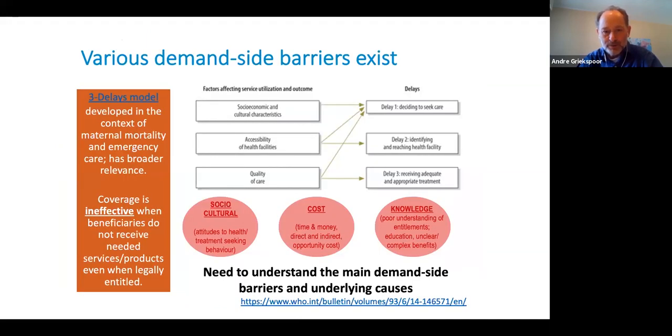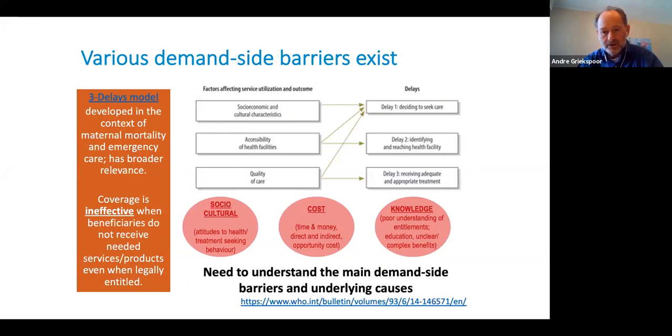So again, I will not go into the details of this slide. It's just one of the models that exist to analyze demand side barriers. And obviously one of them is cost, but there are also a set of other factors that may lead to delay in health seeking, or people not having access to services. But one of them is definitely the cost.